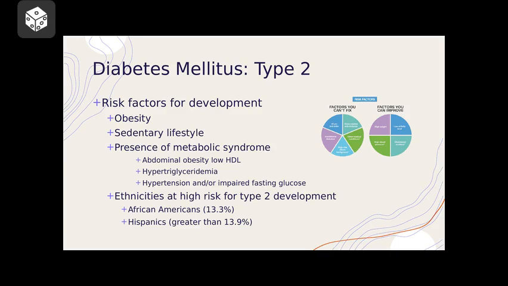Metabolic syndrome is abdominal obesity. So you see people that have a bigger midsection and little legs. That's abdominal obesity. You'll see low HDL, which is a cholesterol level, high triglycerides, hypertension, and high fasting glucoses. All of those are going to be part of that metabolic syndrome. So if you have metabolic syndrome, you're at a high risk for diabetes. Also, different ethnicities are going to be at a higher risk for development of type 2 diabetes. African Americans and Hispanics both have a higher risk of developing diabetes.